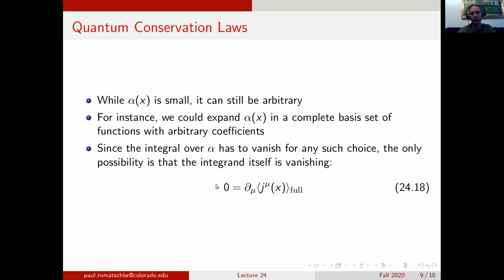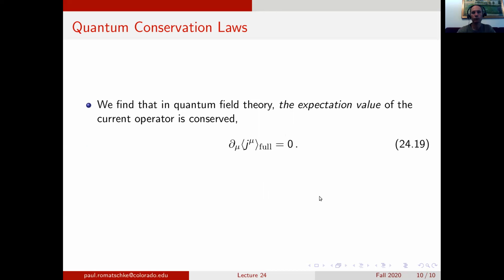So at the end of the day, we find that 0 has to be equal to the derivative of the expectation value of the current in the full quantum field theory. So we find that in quantum field theory, the expectation value of the current operator is the thing that's conserved. This generalizes the classical conservation law that we started out with originally. And this concludes the present lecture.